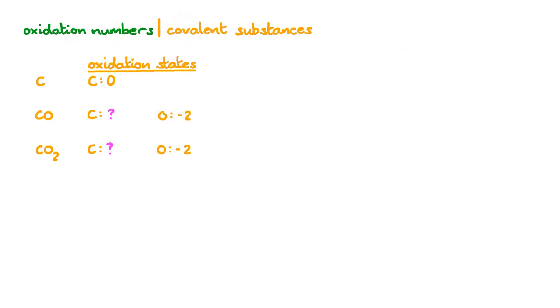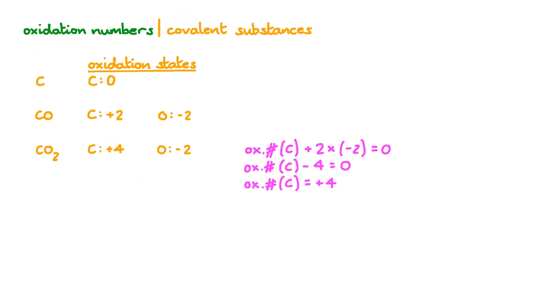To figure those out, we need to remember that the typical oxidation state of oxygen in a compound is -2. For carbon monoxide, the oxidation number is +2. Here we relied on the fact that the sum of the oxidation numbers is 0. When we do the same for carbon dioxide, we need to be careful to multiply the oxidation number of oxygen by 2. This gives us an oxidation number for the carbon of +4.